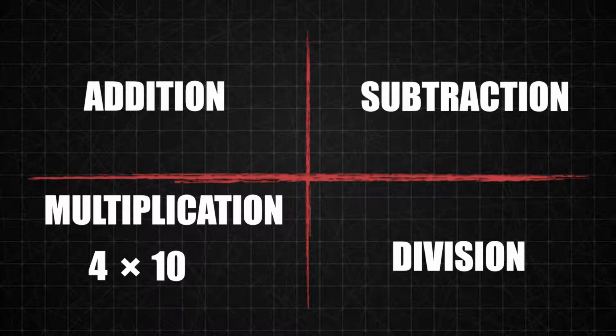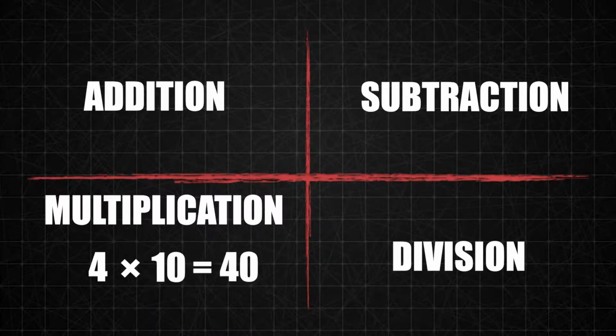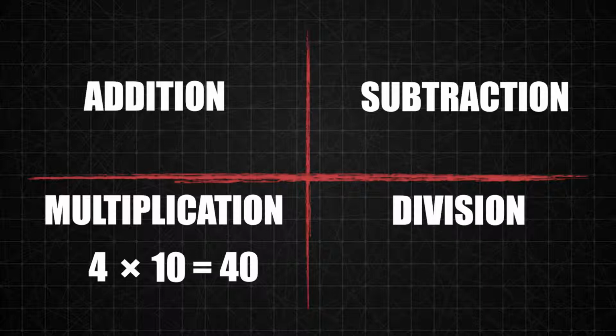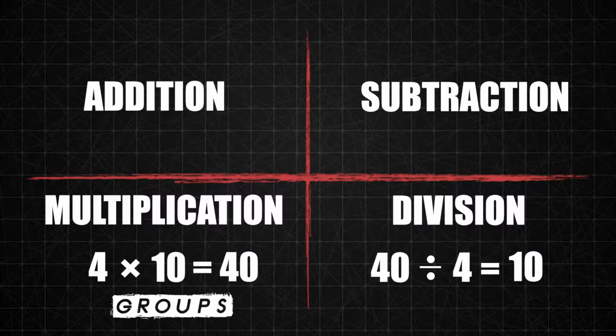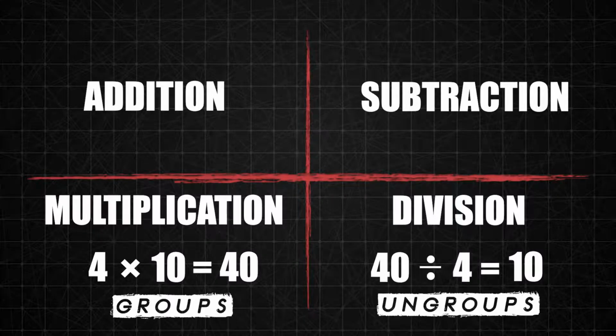Likewise, multiplication and division are inverse operations. If you multiply 4 times 10, that means to combine 4 groups of 10 for a total of 40. But then you can take that back or undo that by dividing. You could take that 40 and then divide it back into 4 separate groups of 10. So multiplying groups things, but dividing ungroups them.